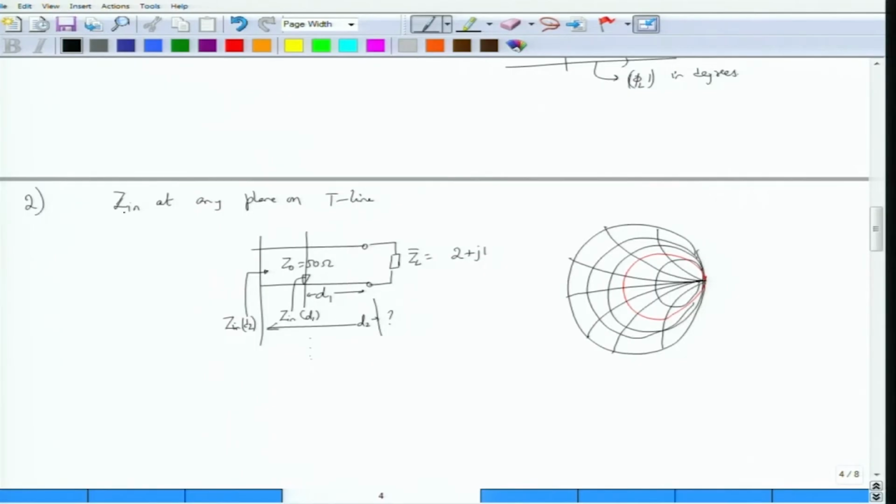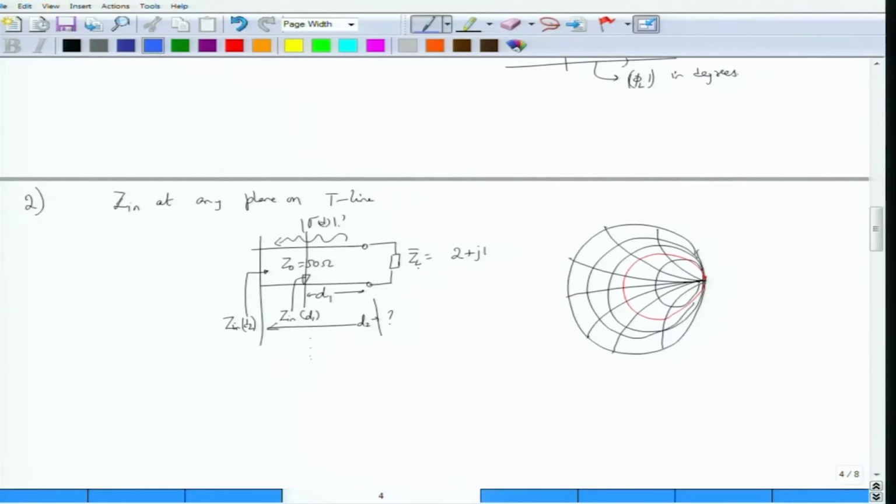So how do I find the input impedance on the transmission line? Is there anything else that I need to know? Well, you do not really need to know anything else. All you need to know is at what distance you want to calculate the impedance. Now here is a crucial thing. As you move along the transmission line, what happens to the magnitude of gamma d? That would remain constant. Therefore, you are actually moving on the constant gamma circle, or the constant SWR circle.